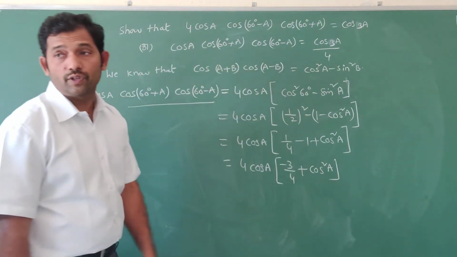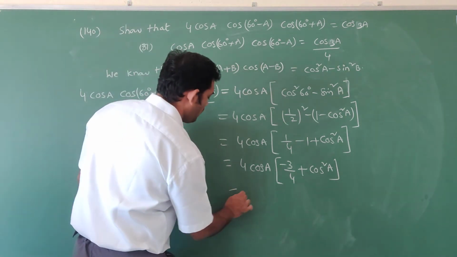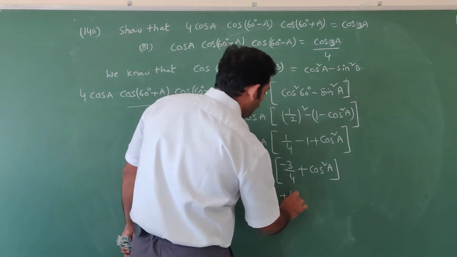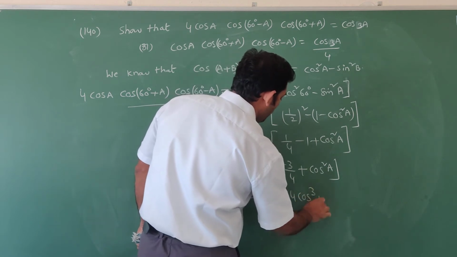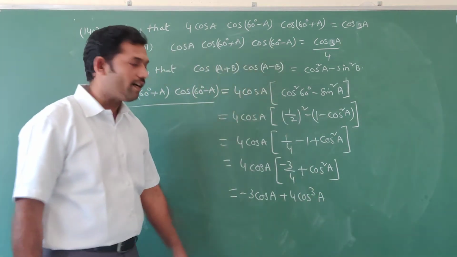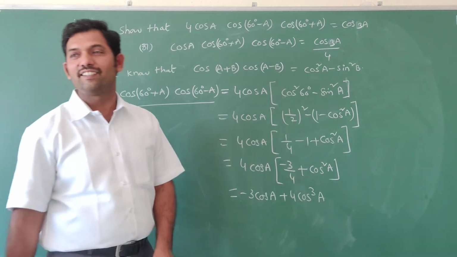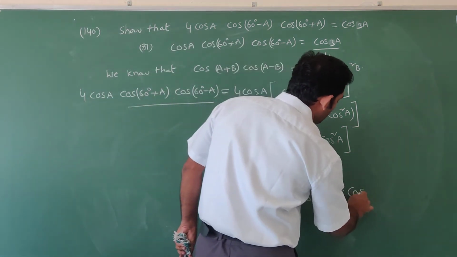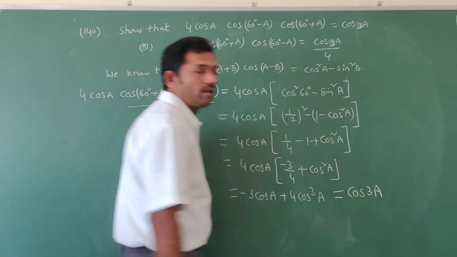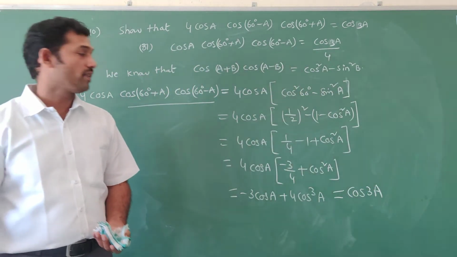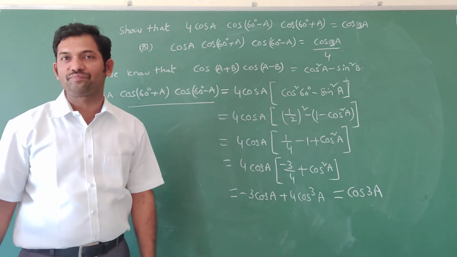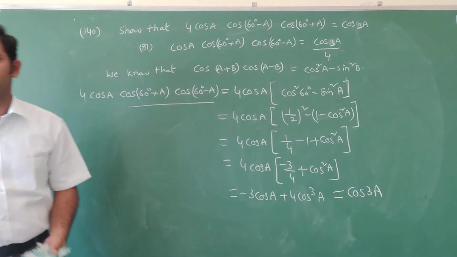Again multiply with 4 cos A. What happens? Minus 3 cos A plus 4 cos cube A. So 4 cos cube A minus 3 cos A is nothing but the cos 3A formula. Understand? Note down fast.